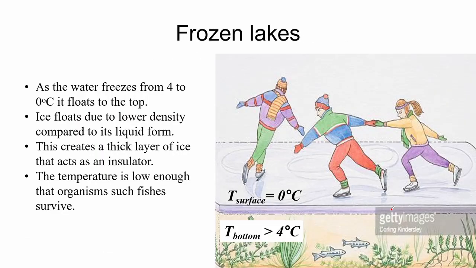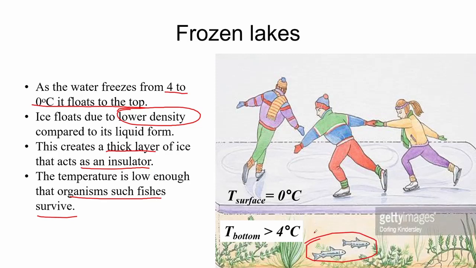Here we look at frozen lakes. As the water freezes from 4 to 0 degrees Celsius forming ice, it floats to the top. Ice floats because it has lesser density compared to its liquid form. This ice creates a thick ice layer that acts as an insulator. Since the temperature is low enough, organisms such as fish are able to survive. For the plant life, it is most likely that the layer allows sunlight to pass through, thus it is able to survive also.